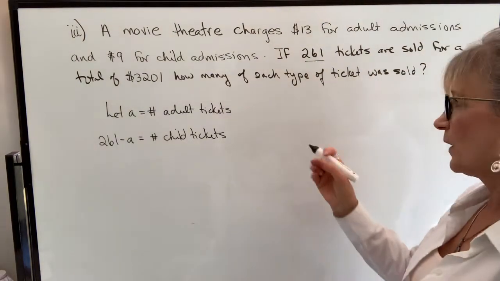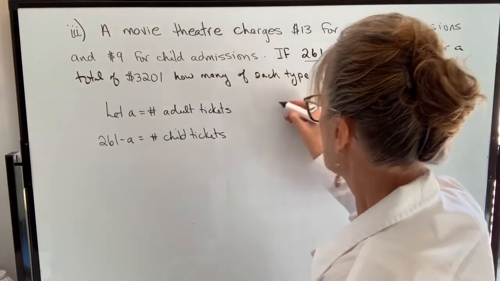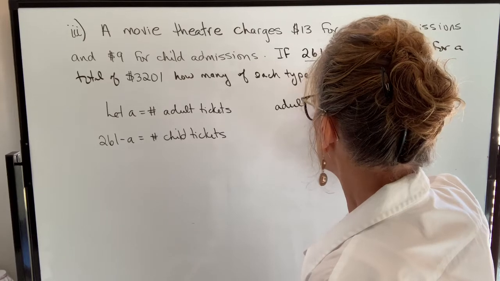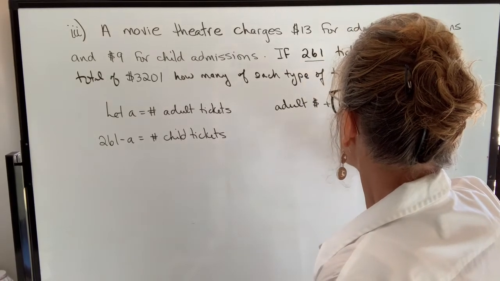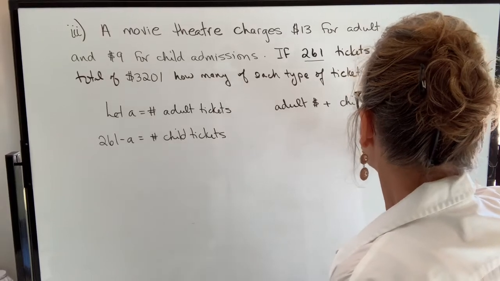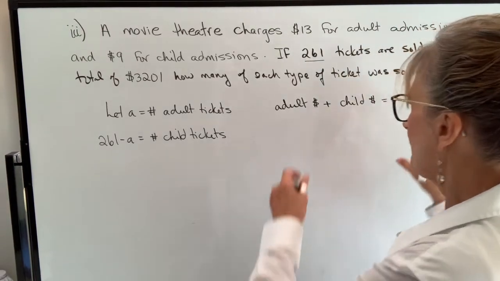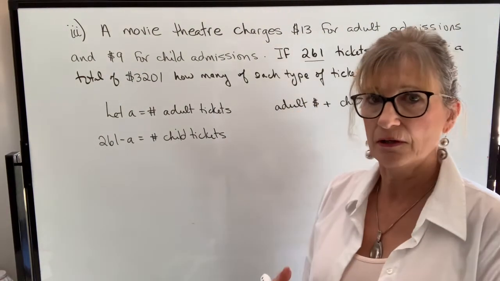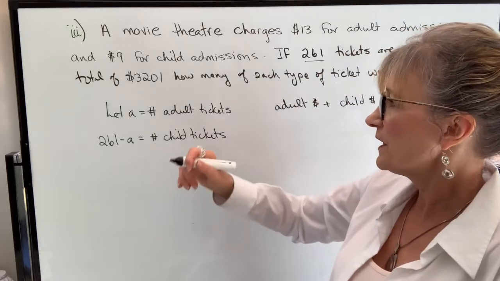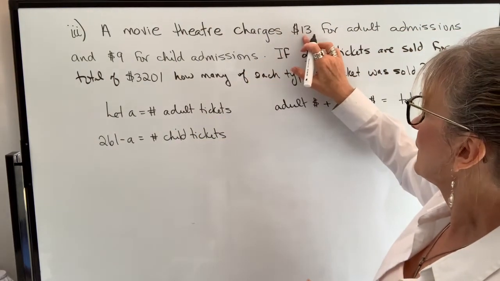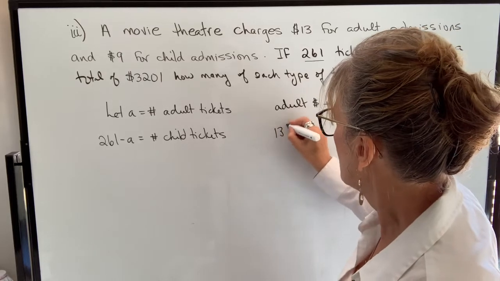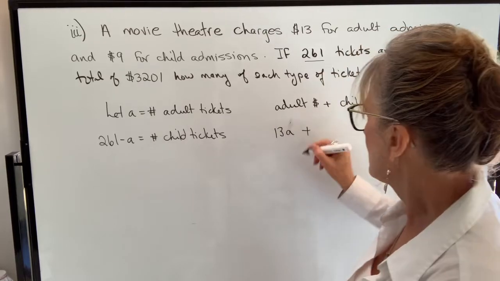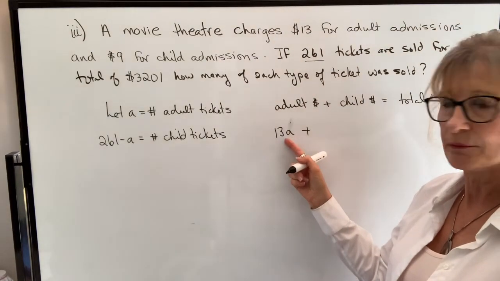If you do decide to write the statement in words, it would be the adult dollars plus the child admission dollars will equal the total dollars brought in. So that might just help you set up your equation. How do we express the total value of the adult tickets? Well, we take the unit value, and the unit value for adults is $13. We multiply by the number of adult tickets, which is A. So that's going to be the total value brought in on the adult admissions.